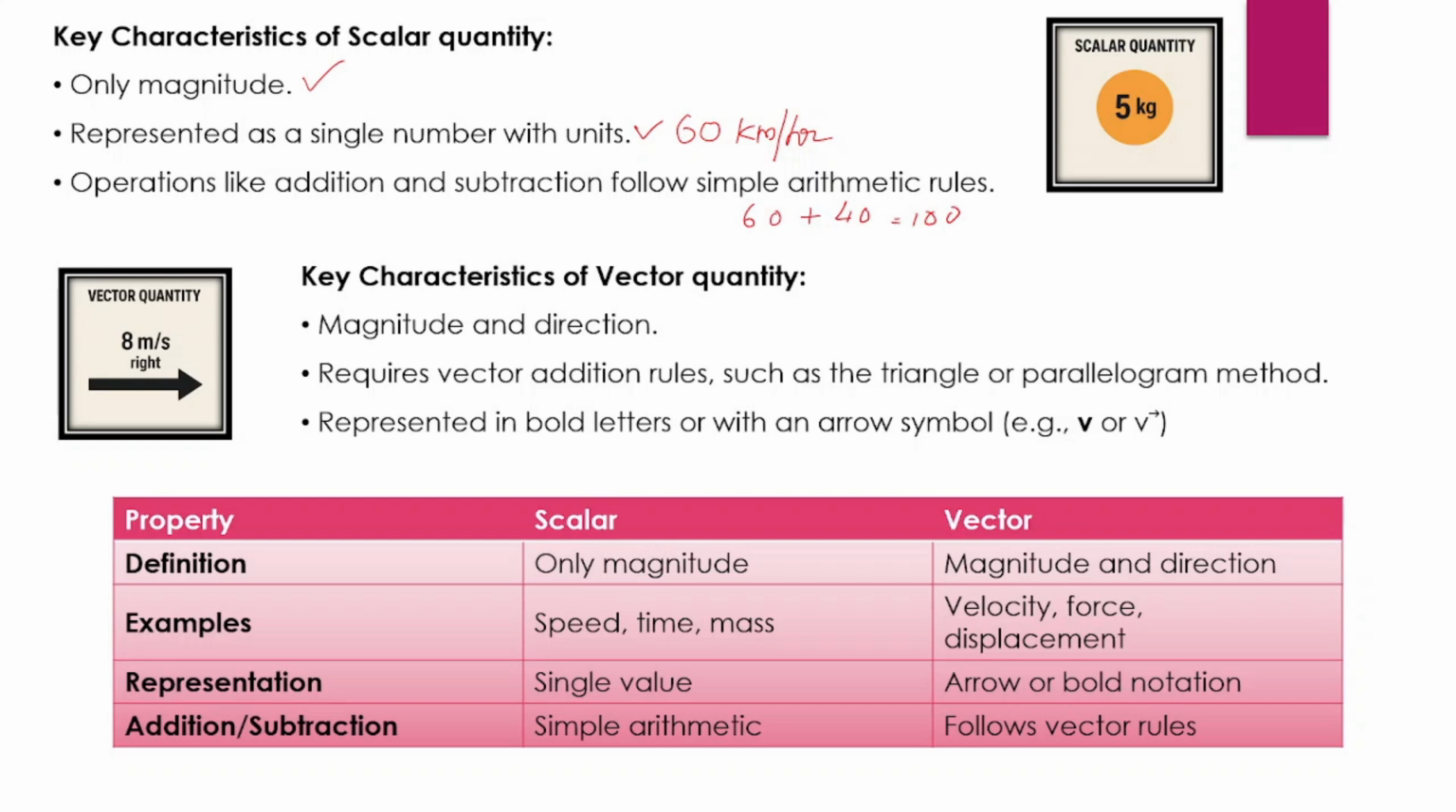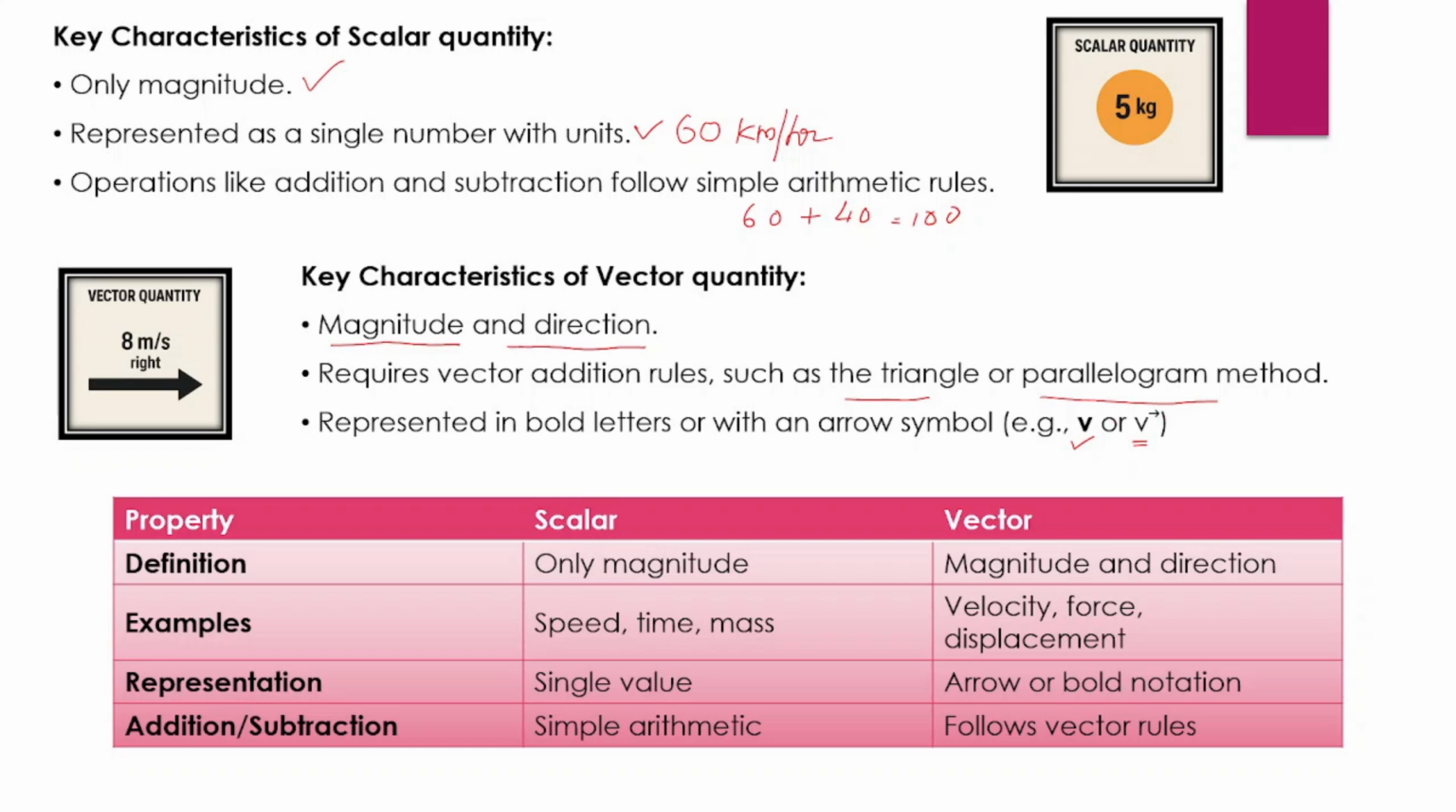Next, key characteristics of vector quantity. A vector quantity has both magnitude and direction. Vector addition rules you will study in higher classes. What do I mean by that? It follows certain vector addition rules such as the triangular or parallelogram method of addition. Different methods are there that we will be covering in maths in higher classes. It is often represented in bold letters, or sometimes not in bold but with an arrow above it. This is how we represent a vector quantity.